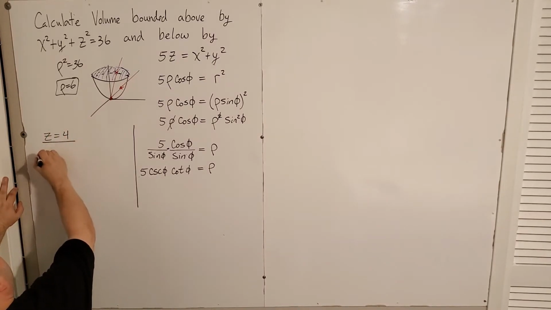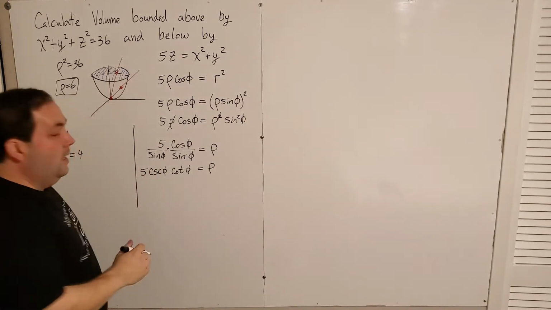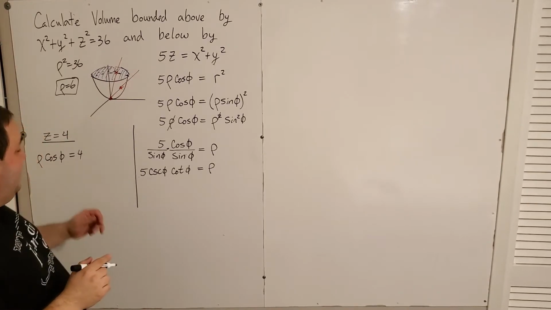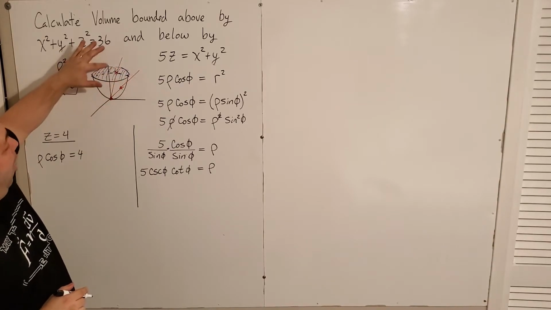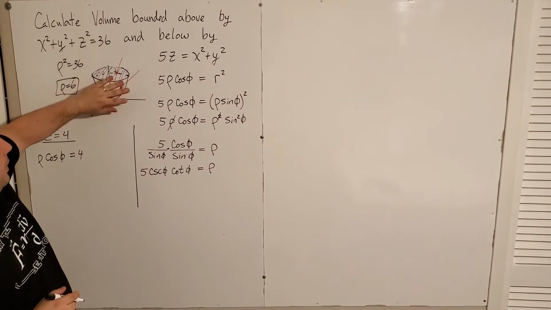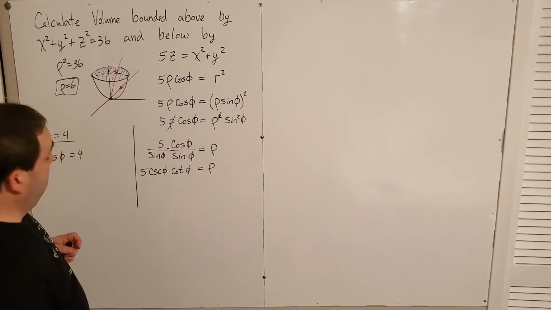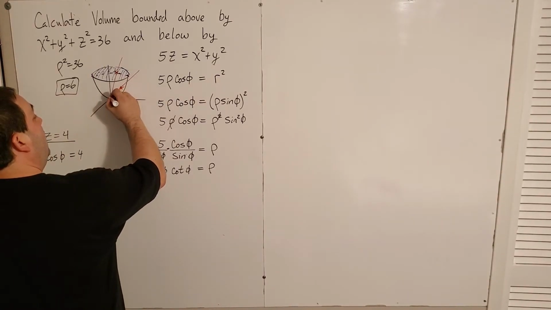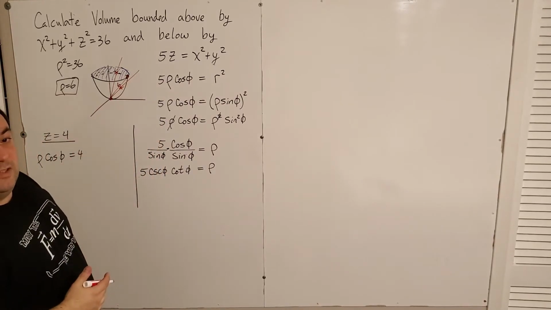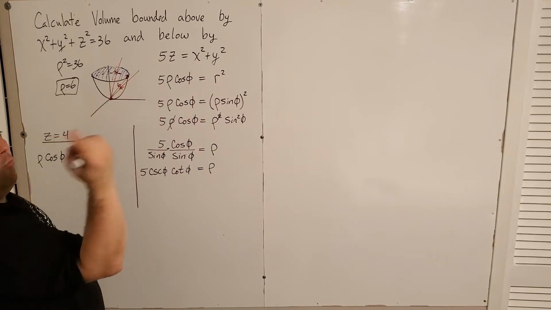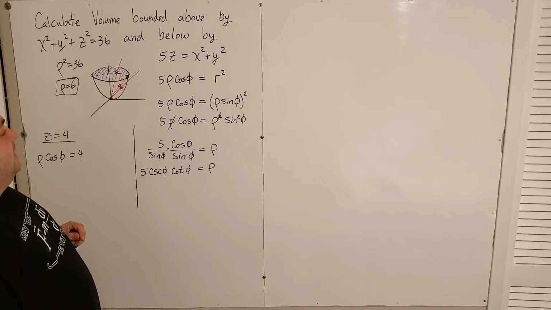So z is rho cosine phi, but it's not all of the rho pieces. Remember, we're talking about the circle on the surface of the sphere and the paraboloid. So if it's on the surface of the sphere, then if I were to draw a line directly to it here, that line would have to be of length 6. It hits the sphere of radius 6, all the way around. If it hits that circle, it's on the sphere, so it would have to have that radius of 6.